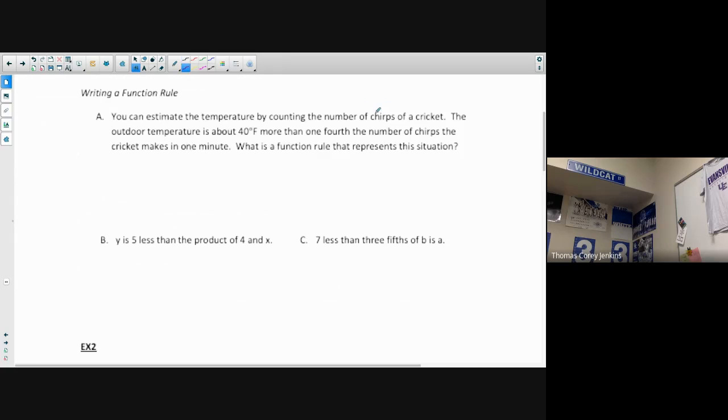What can change? I would say the number of chirps a cricket can make would be 1. So we'll let n be number of chirps. What else can change? That would be the temperature. So that would be temperature. I'm assuming that we're talking about Fahrenheit here. Yeah, it says degrees Fahrenheit. So that's in degrees Fahrenheit.